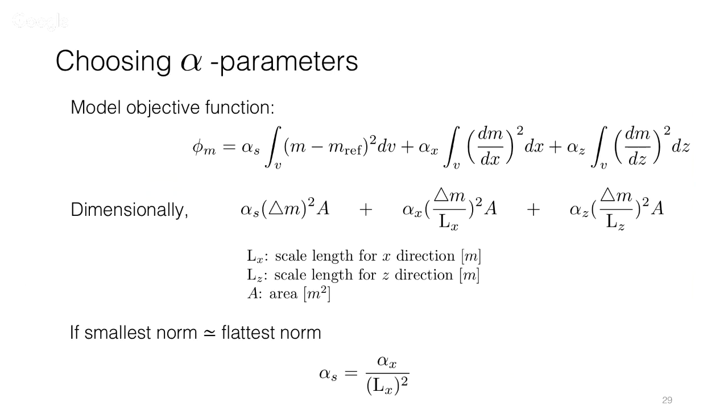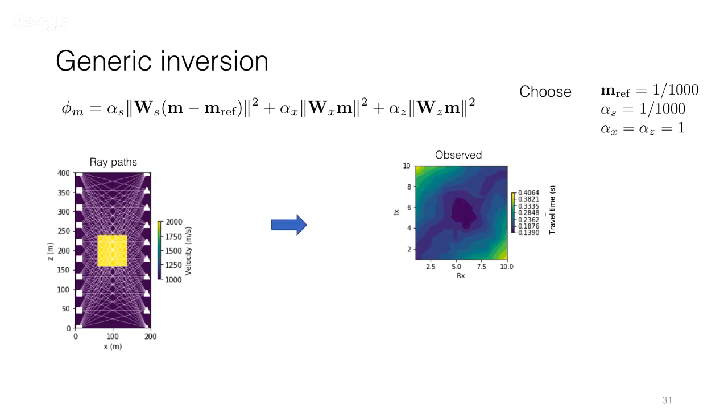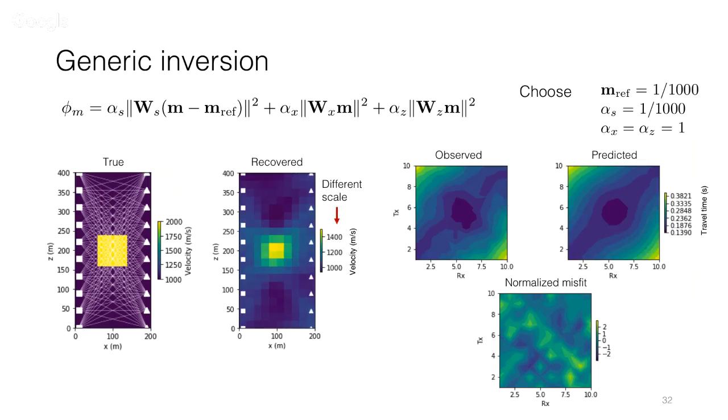So we're going to scale up. Let's just take a look and see what happens. Here we're going to have a reference model, and we put alpha s with the numbers that we have. The scale length here is something like 10, 20 meters, so alpha s is 1 over 1,000. And this is the generic inversion that we cover. Here's our observed data, here's predicted, here's the recovered model.